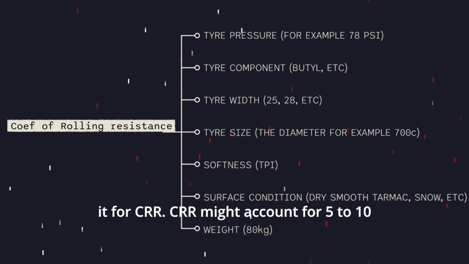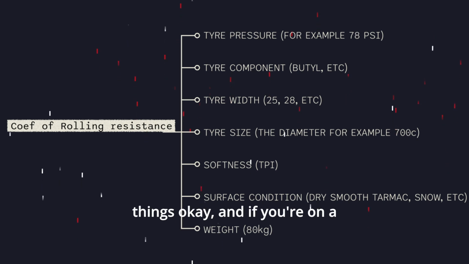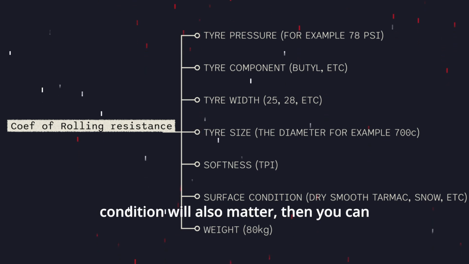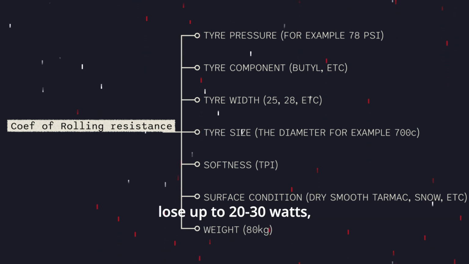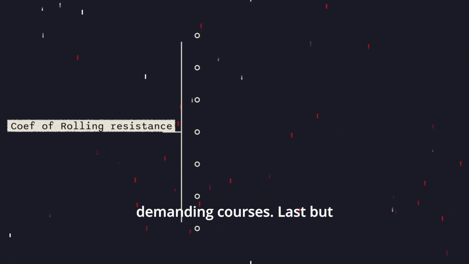CRR might account for 5 to 10 watts lost if you're doing things okay, and if you're on a very poor surface, because surface condition will also matter, then you can lose up to 20-30 watts, but we're talking about very, very demanding courses.